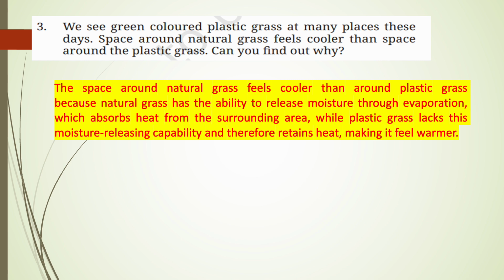So, natural grass can release moisture through evaporation. This absorbs heat from the surrounding area. So, the space around natural grass feels cooler. But plastic grass lacks this moisture releasing capability. Therefore, it retains heat. So, the space around plastic grass feels warmer.